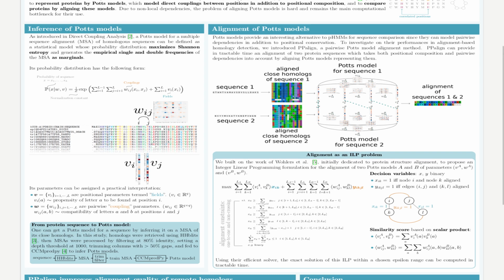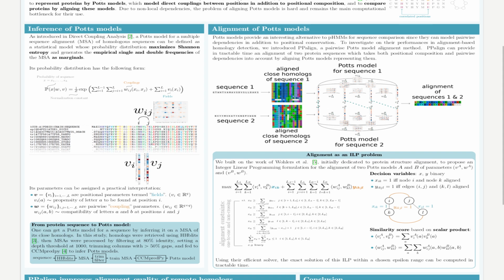As a first step, we introduced PPalign, a pairwise Potts model alignment method, which can provide in tractable time an alignment of two protein sequences by aligning the two Potts models representing them. We relied on an existing solver initially dedicated to protein structure alignments to formulate this problem as an integer linear programming problem, where under constraints ensuring that the alignment is proper, a similarity score between two Potts models is maximized.